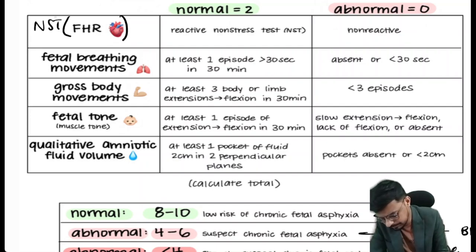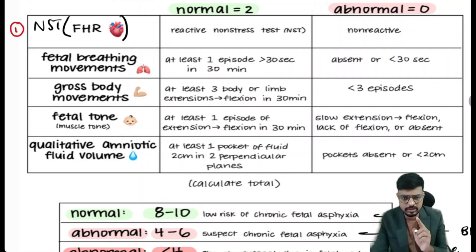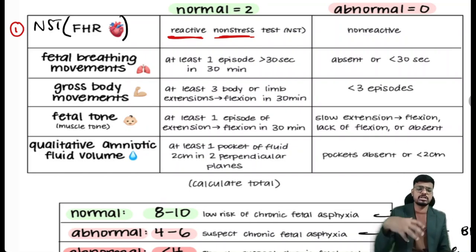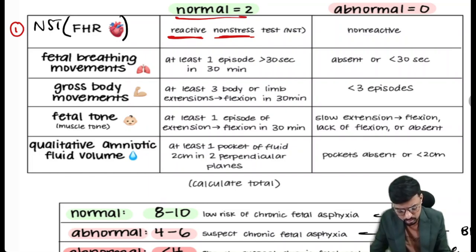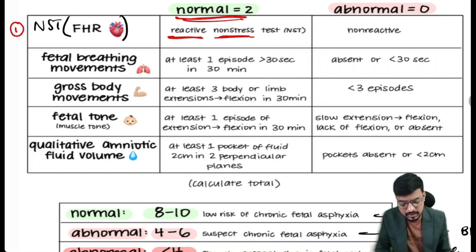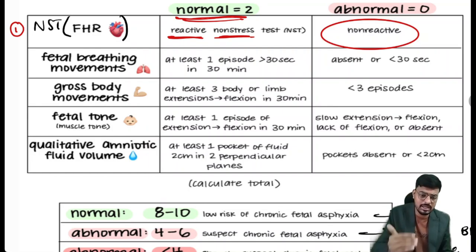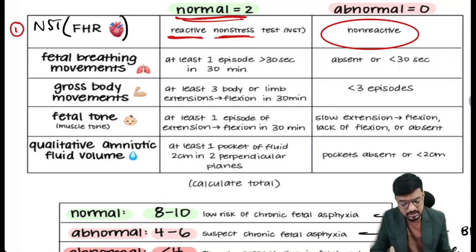The first parameter is the NST. In the NST, we look at the last 20 minutes, and in the last 20 plus 20, 40 minutes. If the NST is reactive, meaning it is normal, with more than 2 accelerations in that time, we give a score of 2. If we are still getting fewer than 2 accelerations in the 40 minutes, it is a non-reactive NST, which is abnormal, and we give a score of 0.